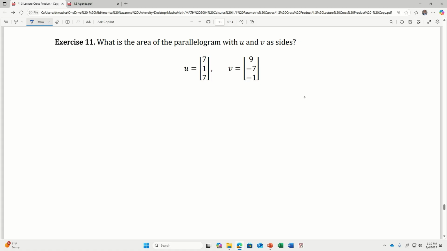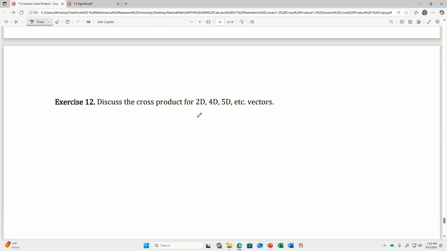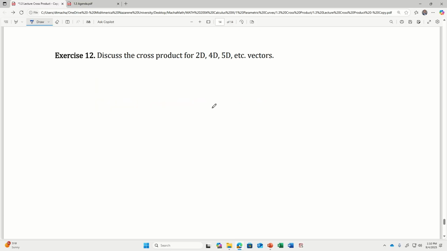What is the area of the parallelogram with u and v as sides? Somebody tell me. The cross product. Not just the cross product. The norm of the cross product. That's right. The cross product is a vector, but the norm of the cross product will give me the area that I need. Oh, and this is the end already. Okay, discuss the cross product for 2D, 4D, and 5D vectors.